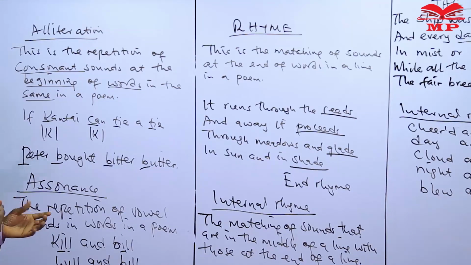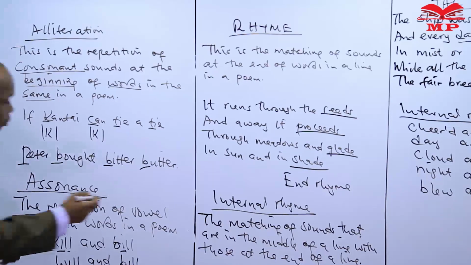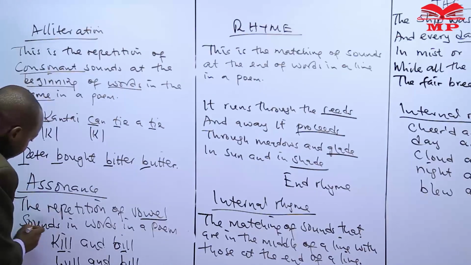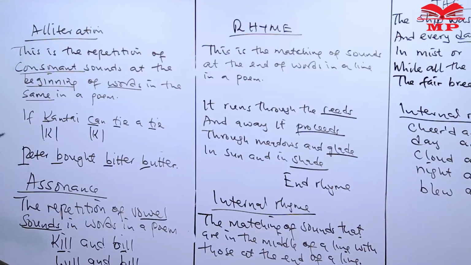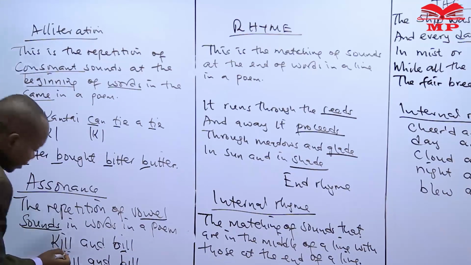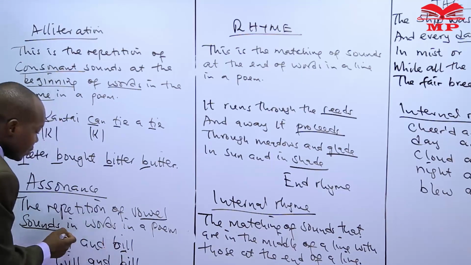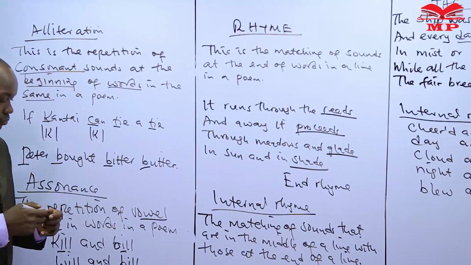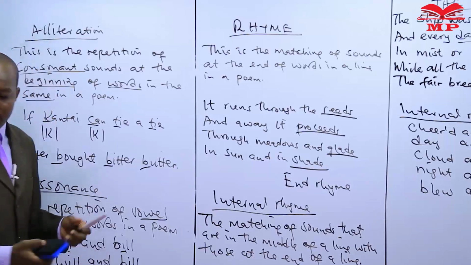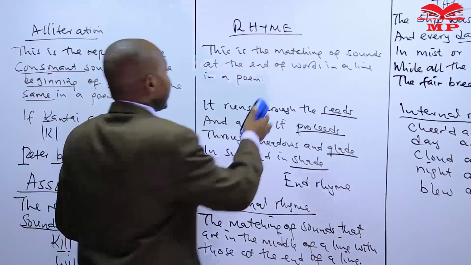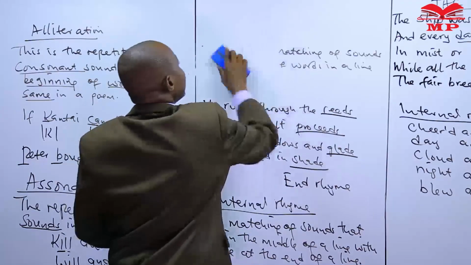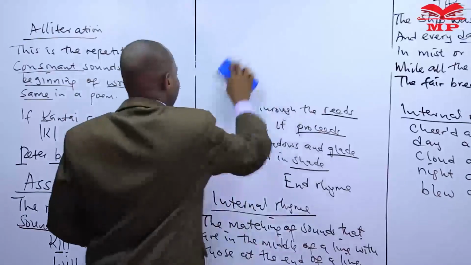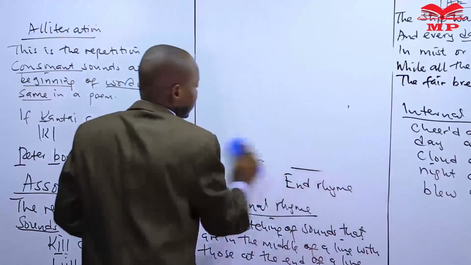Now please note, in assonance, we are repeating vowel sounds in the same line in a poem. For example, kill and bill, will and bill. We are repeating the sound e. So we call this assonance. You need to underline it. Now we look at other styles which are common in poetry, other terms, sorry.